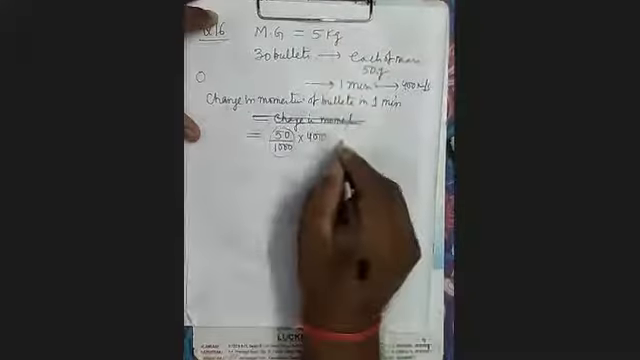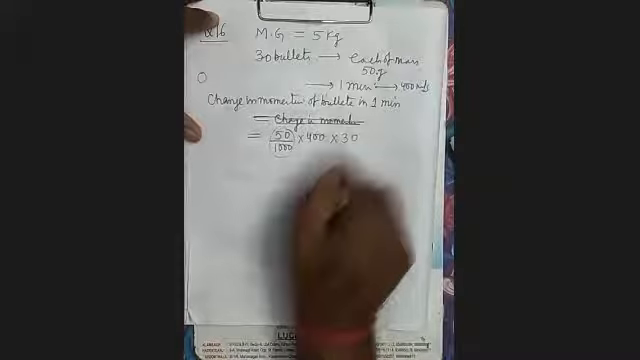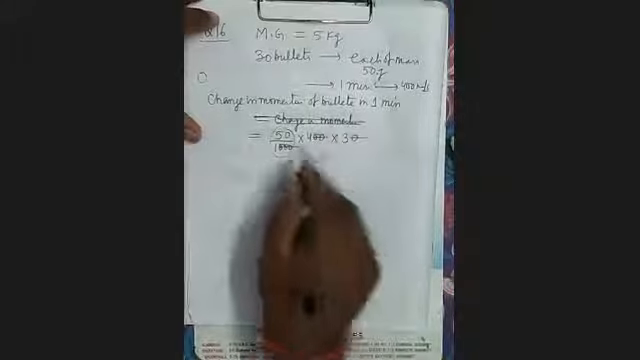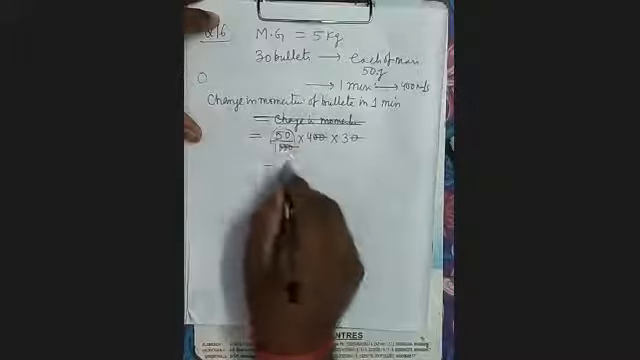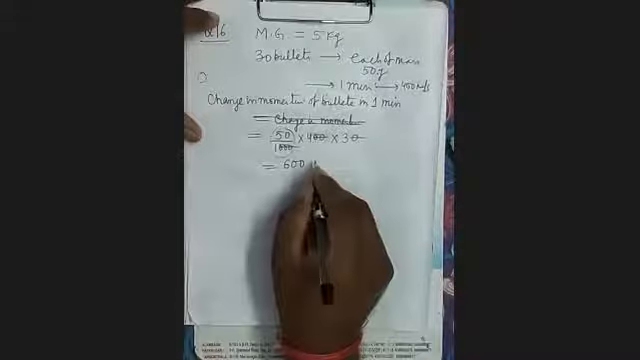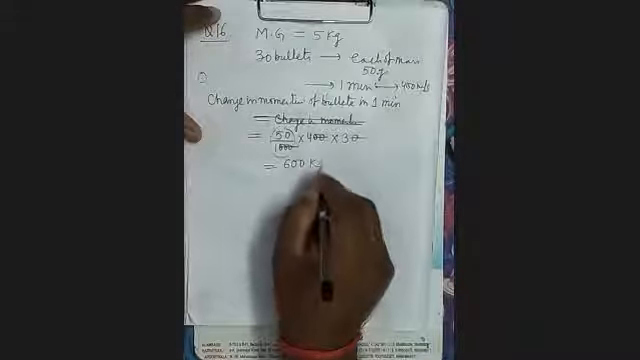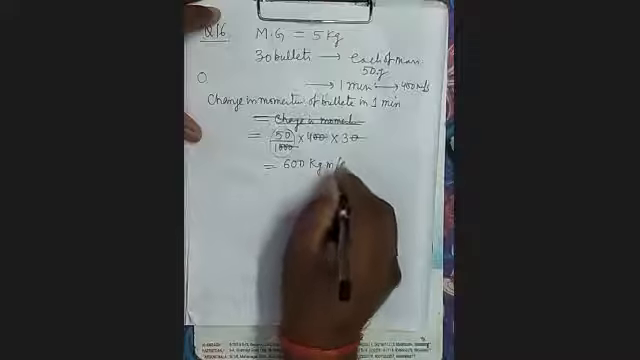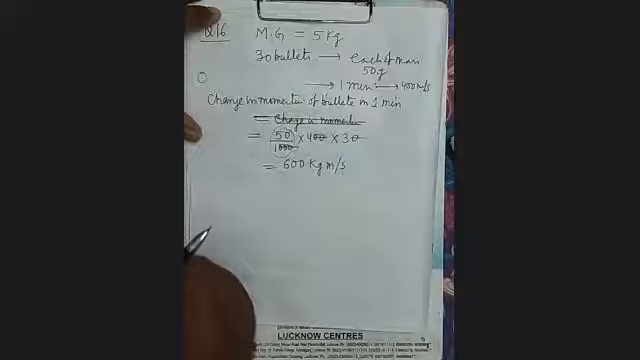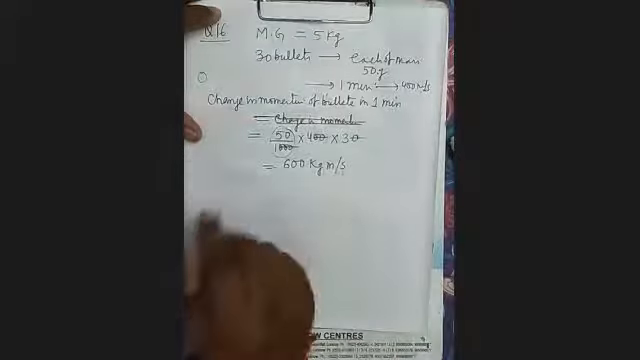Now, how many bullets have been fired in 1 minute? So it is 30. So it will be this. So you can cancel all the zeros. It will be 12, 5 sixty. This is 600 kilogram meter per second. It's clear? So the same momentum will be acquired by the gun also.